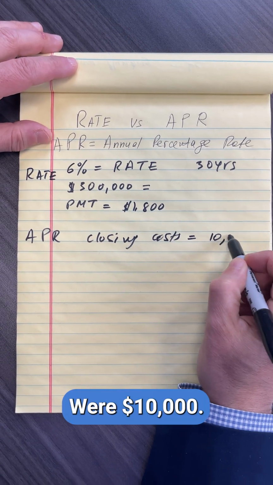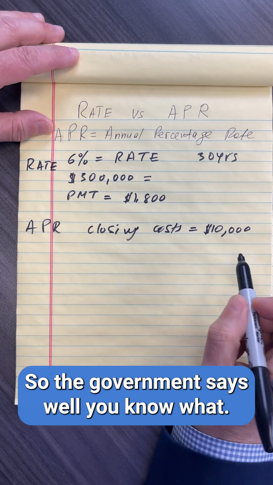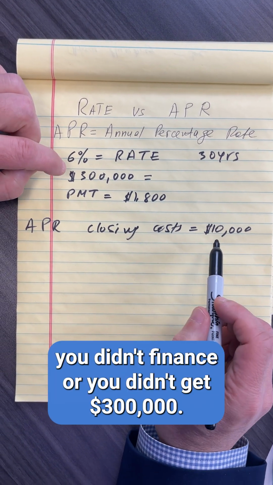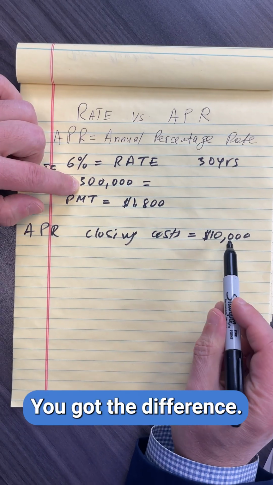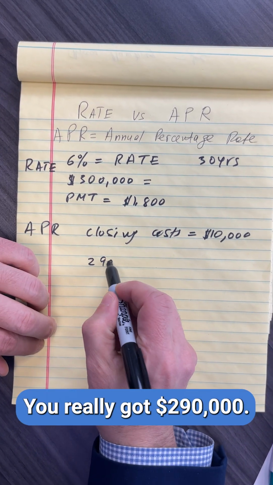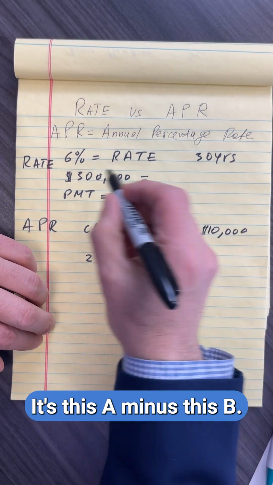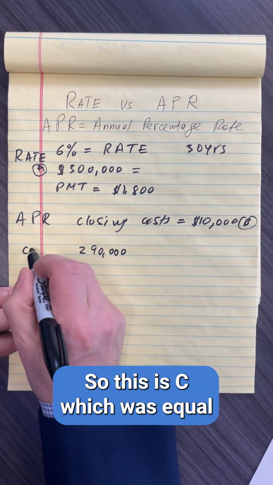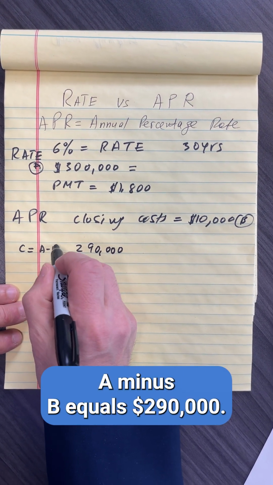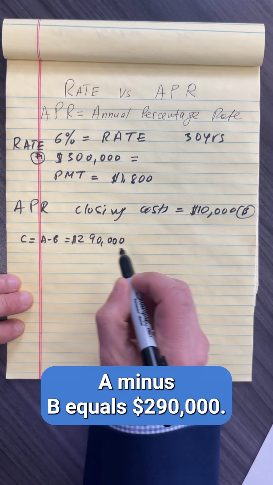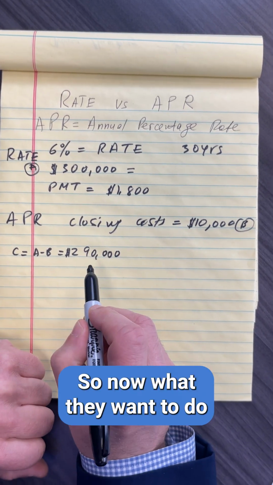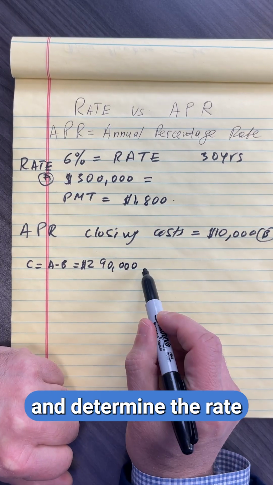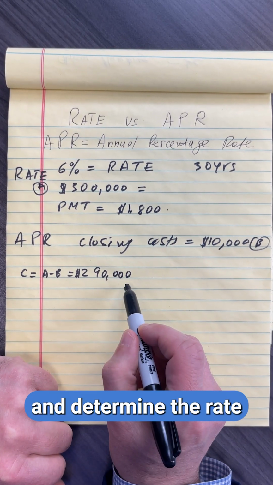were $10,000. So the government says, well, you know what? In fact, you didn't finance 300,000. You got the difference. You really got 290,000. It's this A minus this B, so this is C, which is A minus B equals 290,000. Now what they want to do is use the $1,800 and determine the rate.